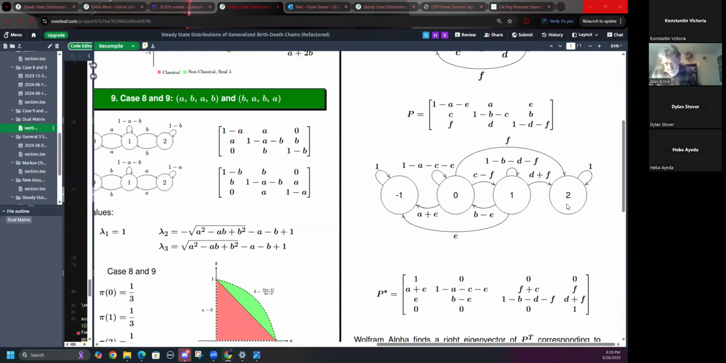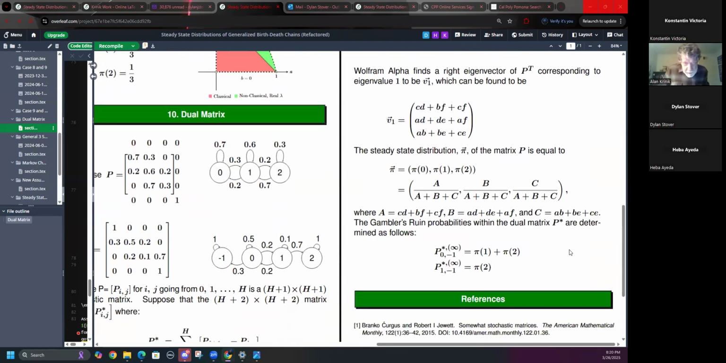Last thought on this, all of this generalizes to higher dimension, to more states, but it gets pretty complicated pretty quickly to have a general formula to do it, but it still works.